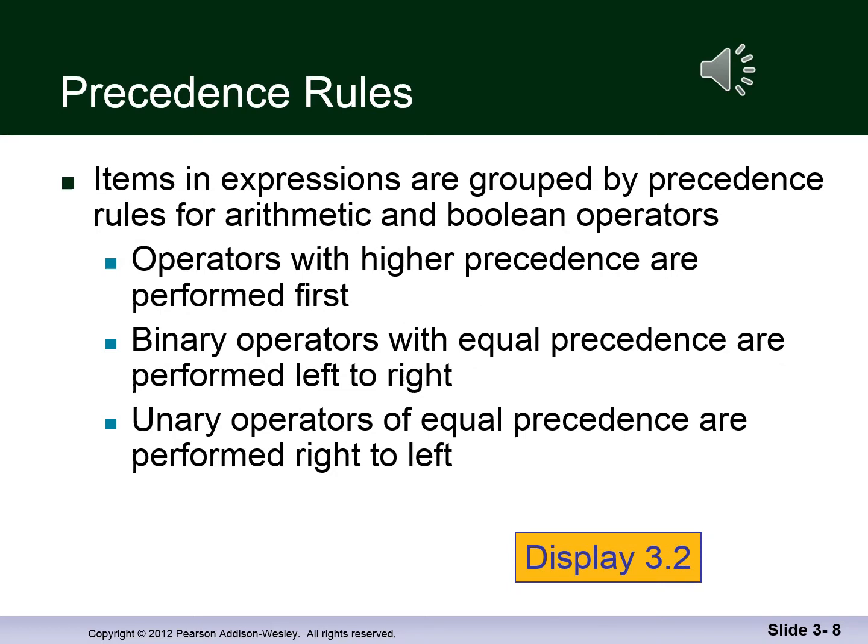Items and expressions are grouped by precedence rules for arithmetic and Boolean operators. Operators with higher precedence are obviously performed first. Binary operators with equal precedence are performed left to right, and unary operators of equal precedence are performed right to left. Hold on for display 3.2 for more explanation on this.